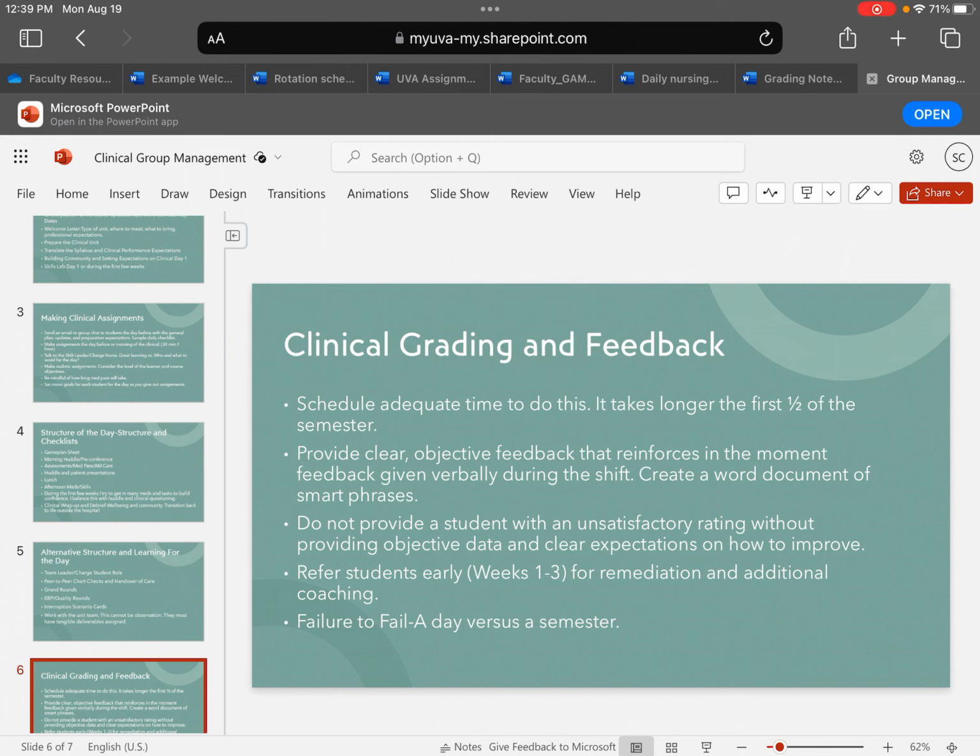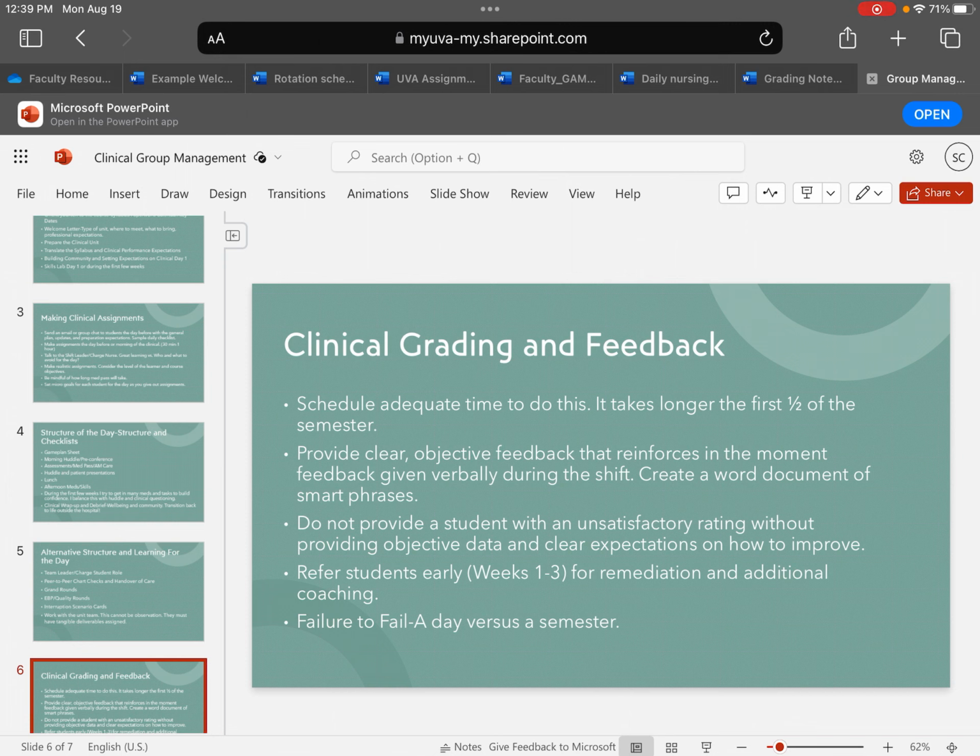And then thinking about, is there a time when you might need to fail a student for the day? I think that's so critical, again, to give clear performance feedback. If it is truly a failure in patient safety or performance for the day, it should be given to the student with a clear success plan on how to improve over the remaining clinical days of the semester, because then you're at risk for not having given feedback to the student so that they did have time to be successful in the semester.